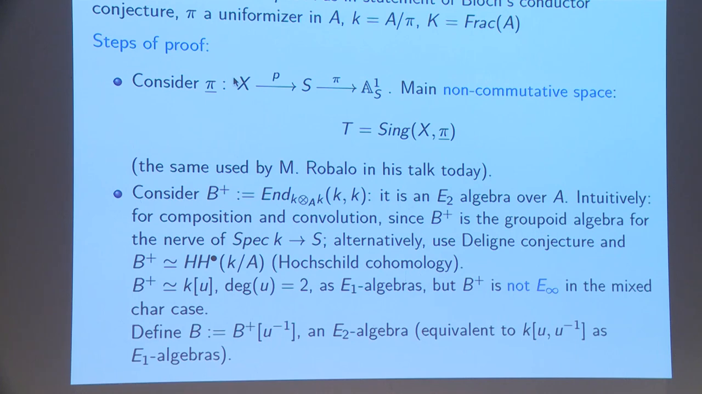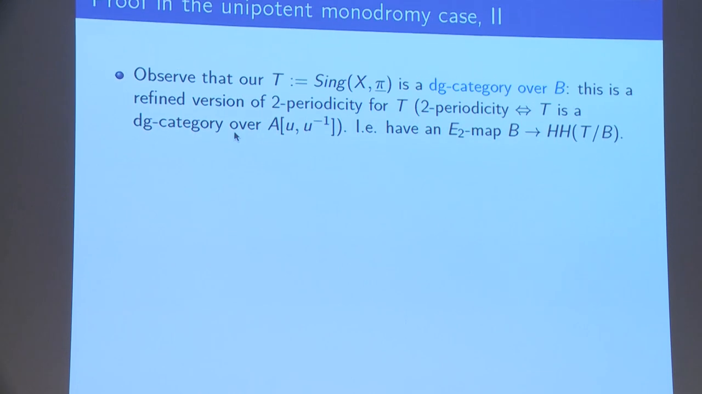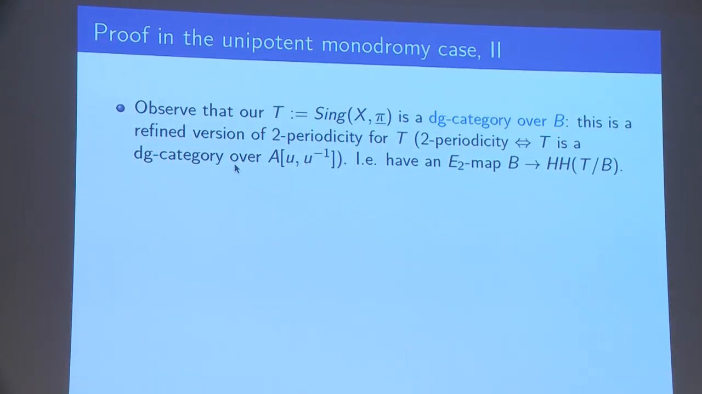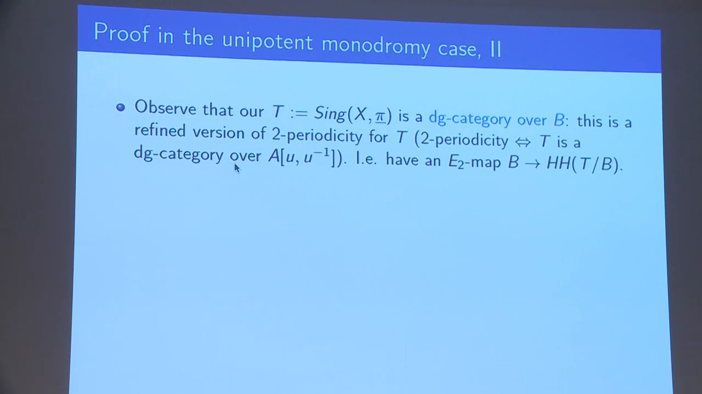So it's a module over B, which is an E2 algebra in dg categories over A. So it's a B linear dg category, where B is this periodized version, so I also invert u. So I have really the analog. This is really two periodic. T is a two periodic category because it's B linear. Now observe that this is a dg category over B, and this, as I told you already, is a refined version of two periodicity.